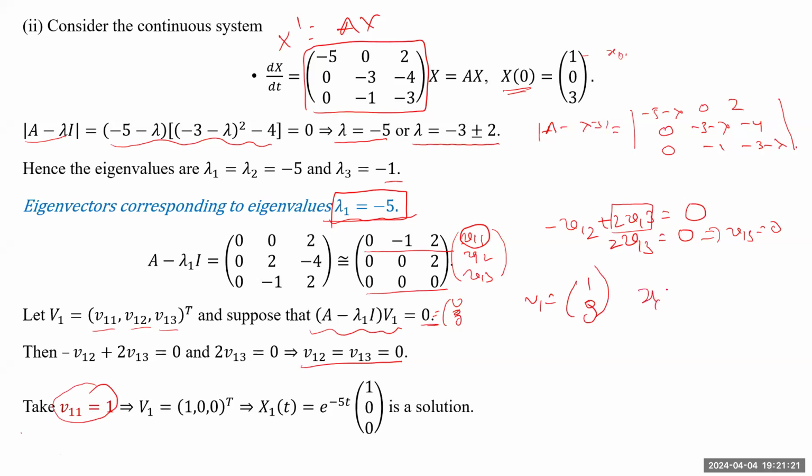And what is the solution? The solution is x1 of t equals e to the power of minus 5t times V1, where V1 is 1, 0, 0, right?